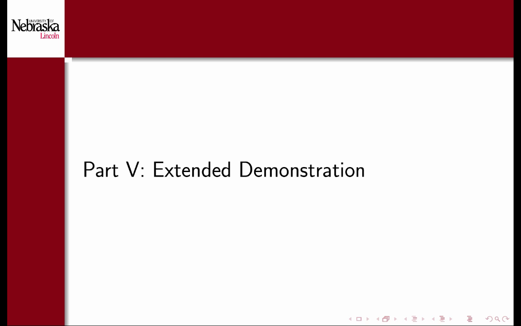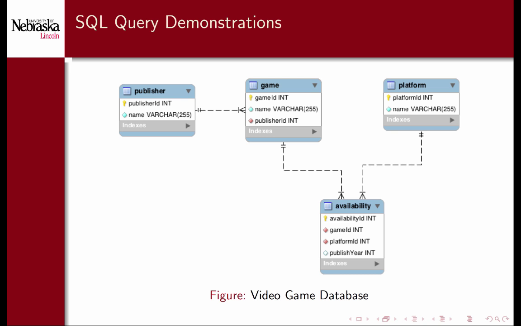Welcome back to part 5, where we provide an extended demonstration on a more complex database. Consider the following entity relation diagram of a video game database. Games are stored in a game table, which has a game ID, the name of the game, and a foreign key to the publisher. The publisher table has a primary key, publisher ID, and the name of the publisher. There is a one-to-many relationship between the publisher and the game table. Therefore, one publisher can publish multiple games.